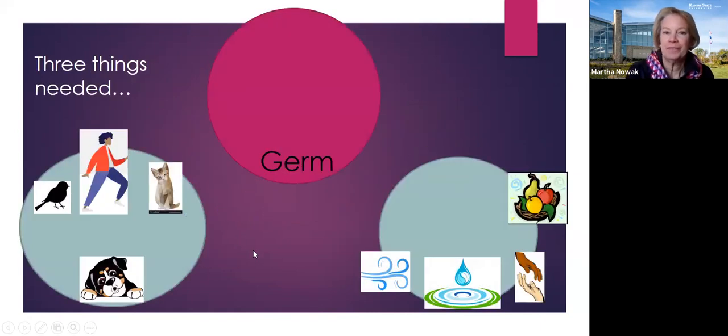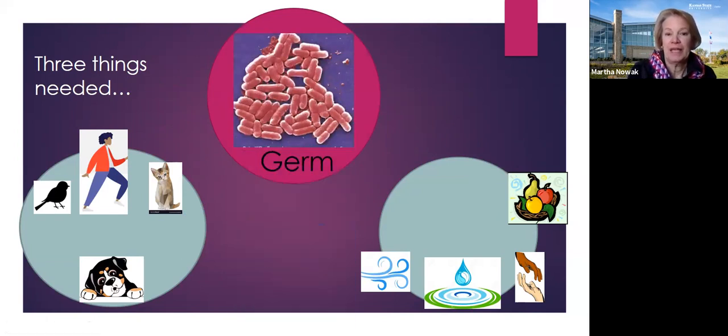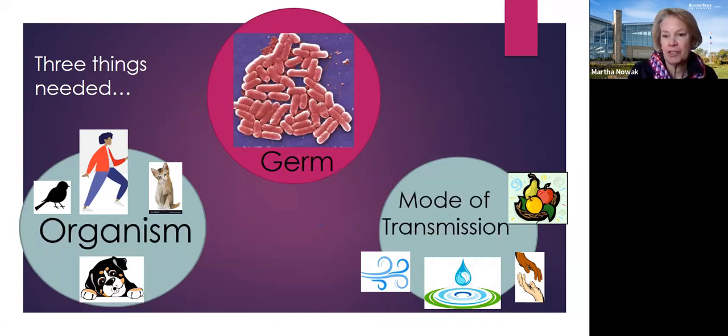Three things are needed to spread disease. One is you need a germ, an organism. And you need a mode of transmission. That mode of transmission may be air, it may be by water, it may be by touch, and it could be foodborne. And the organisms can be different species. Sometimes these germs are very specific, only to dogs or only to people, but sometimes they can cross the line and go from an animal to a person.